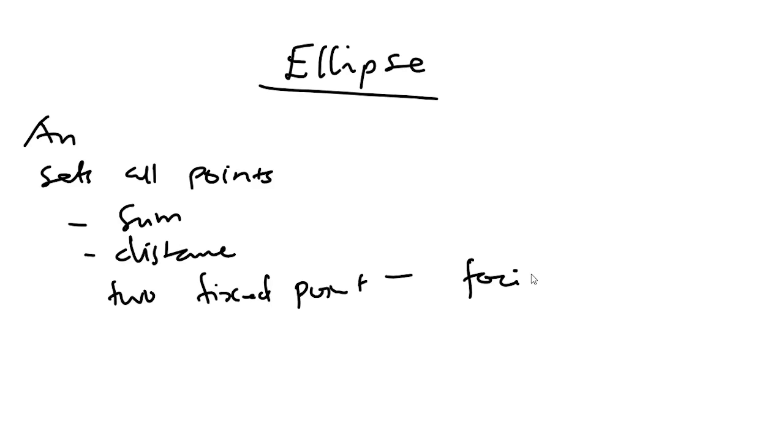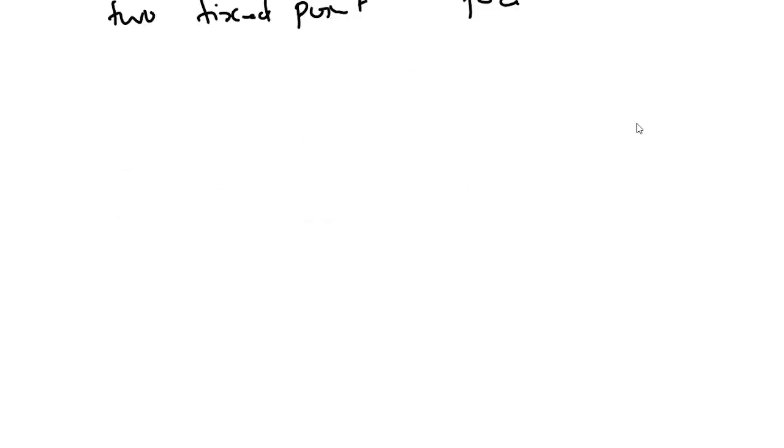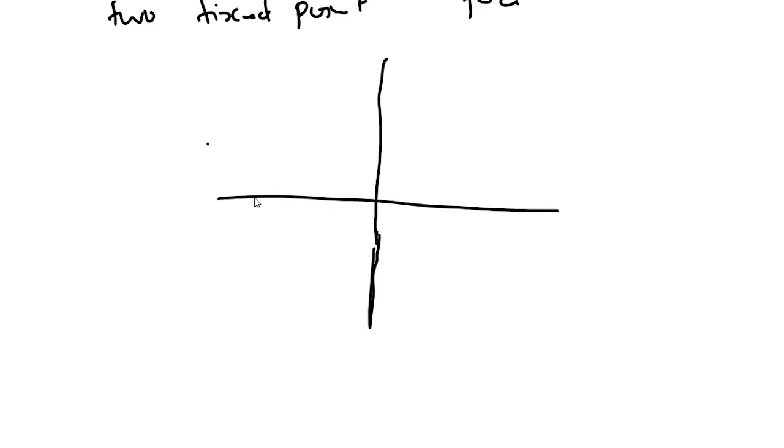So I'll draw a diagram for you to visualize how an ellipse looks like. All right, the line segment between the vertices is called the major axis, and its midpoint is the center of the ellipse. Let me quickly draw a diagram on that for you to see what an ellipse is.